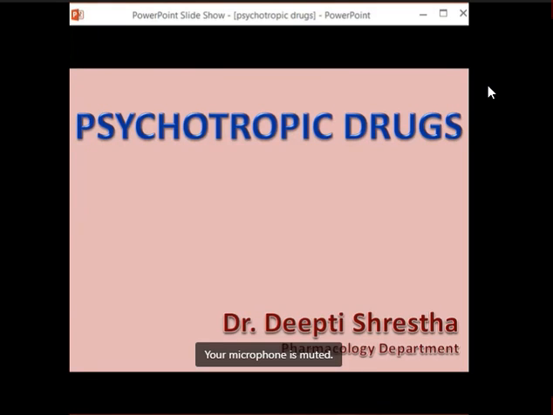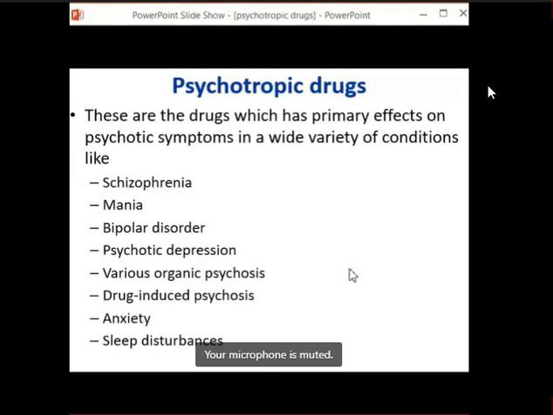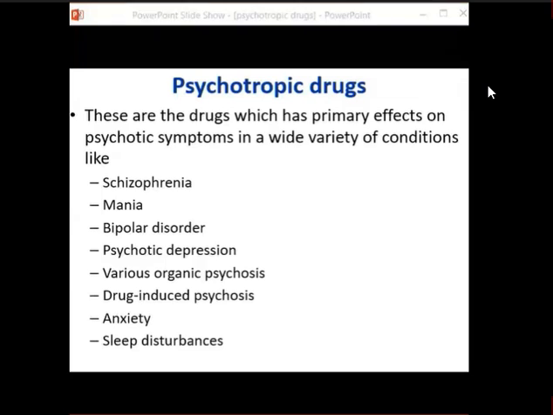So first, what are psychotropic drugs? These are the drugs that have a primary effect on psychotic symptoms in a variety of conditions like schizophrenia, mania, bipolar disorder, psychotic depression, various organic psychoses, even drug-induced psychosis, anxiety, and sleep disturbances. Psychiatric illnesses are distortions of thought and behavior, with an inability to recognize reality and perceptions.